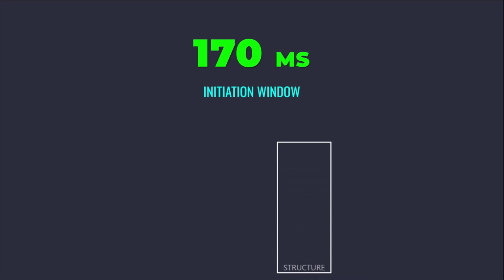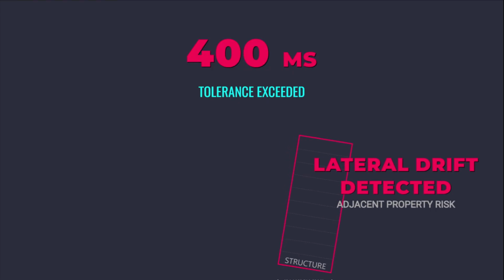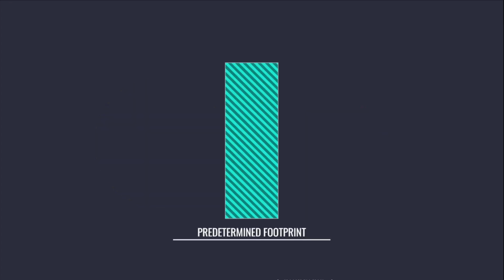Successful implosion demands structural failure initiation within a 400 millisecond window. Exceeding this tolerance risks lateral drift, resulting in catastrophic damage to adjacent properties. The primary business risk is not the cost of the explosives, but the specialized liability insurance premiums, which often exceed 10% of the total project budget due to the high consequence of failure.